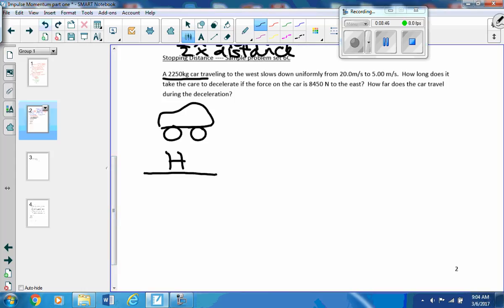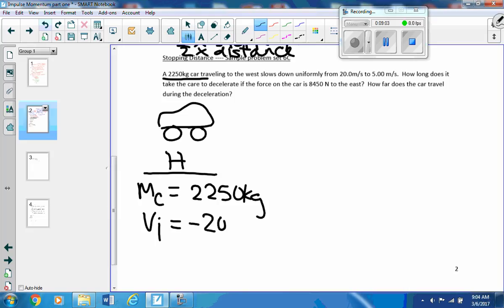In my givens, I've got the mass of my car, and that is 2,250 kilograms. I also have my initial velocity. I happen to be going west, so it's going to be a negative 20 meters per second west. That's my initial, and it's slowing down, so my final velocity is going to be a negative 5 meters per second west.